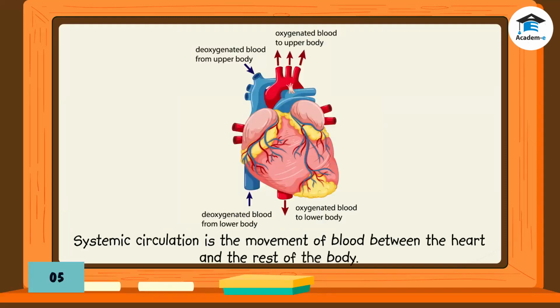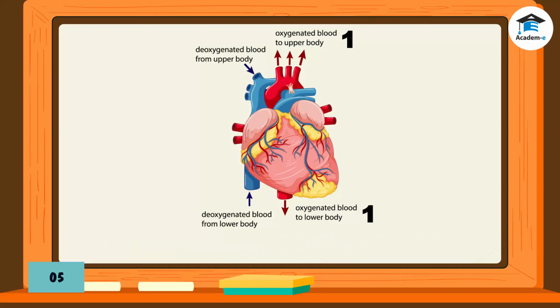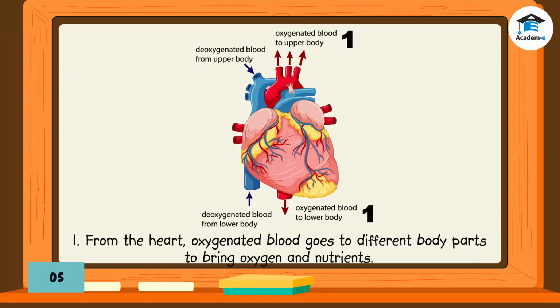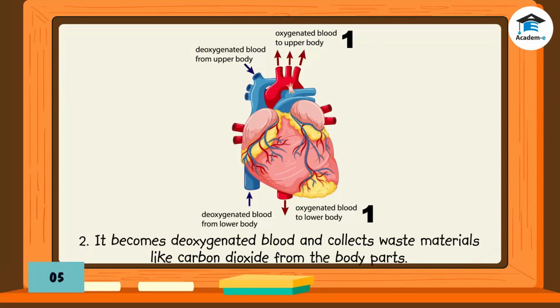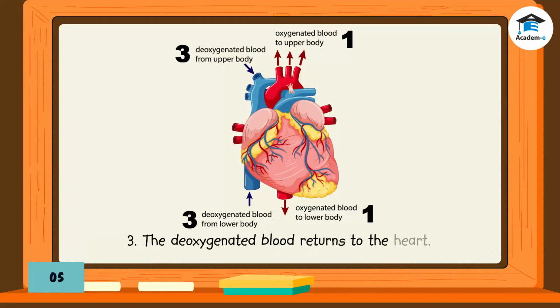Systemic circulation is the movement of blood between the heart and the rest of the body. From the heart, oxygenated blood goes to different body parts to bring oxygen and nutrients. It becomes deoxygenated blood and collects waste materials like carbon dioxide from the body parts. The deoxygenated blood returns to the heart.